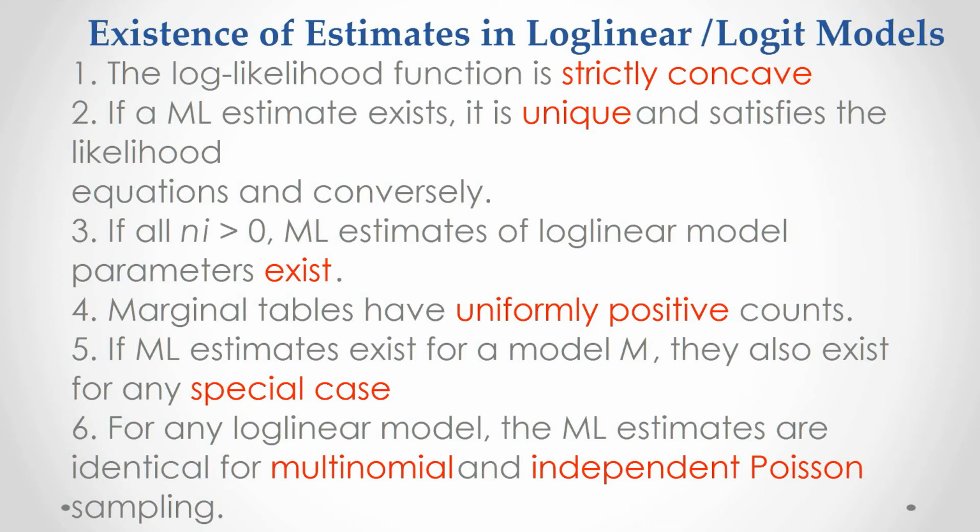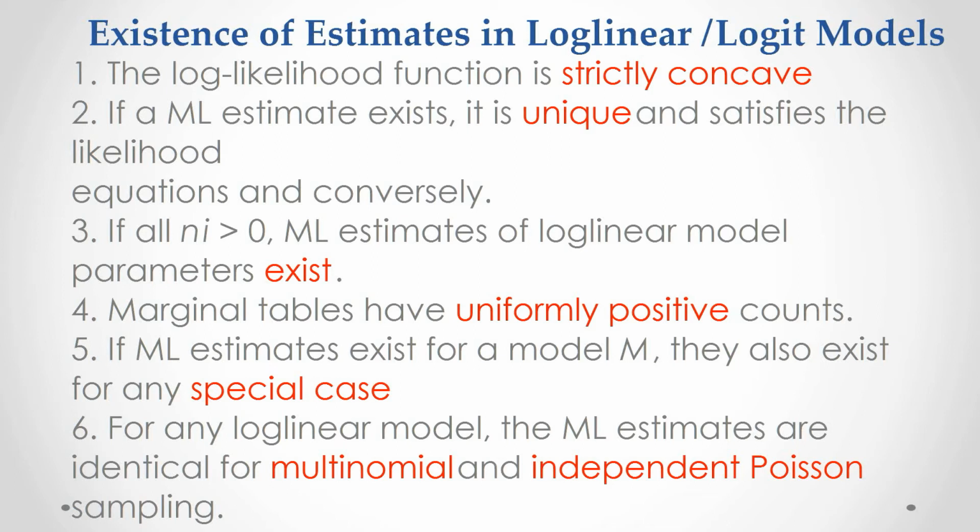If all n_i are greater than 0, ML estimates of log linear model parameters exist. Suppose that ML parameter estimates exist for a log linear model that equates observed and fitted counts in certain marginal tables, then those marginal tables have uniformly positive counts. If ML estimates exist for a model M, then they also exist for any special case of M.